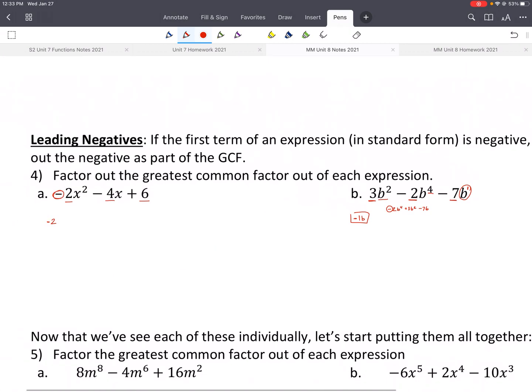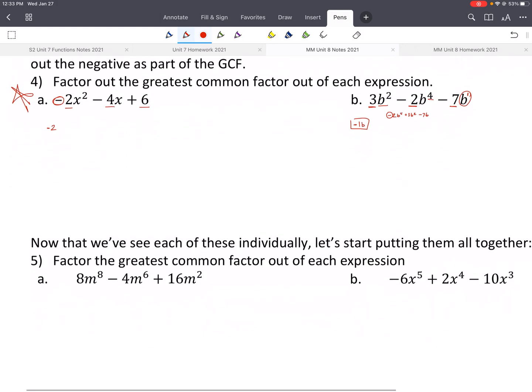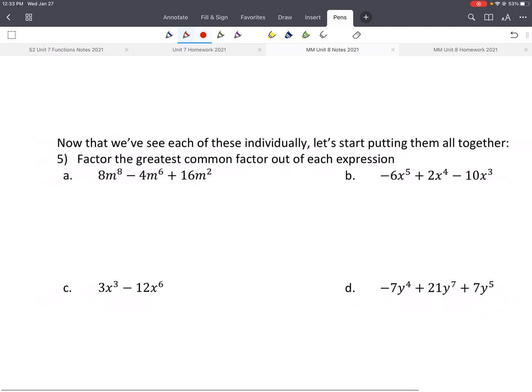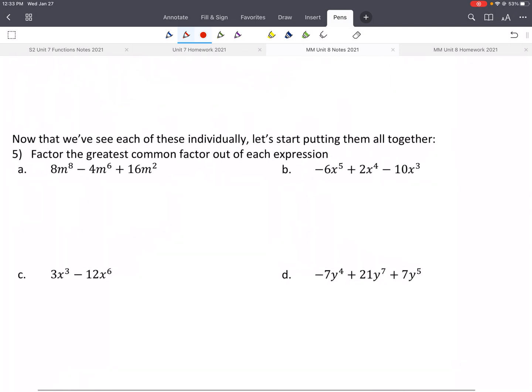All right, so keep that in mind. It's one of the most common mistakes, and it will mess things up in the future. All right, so now we just have a couple more examples doing it all together. So we're going to need to check for numbers, variables, and a leading negative.